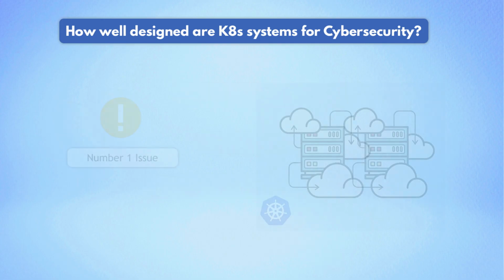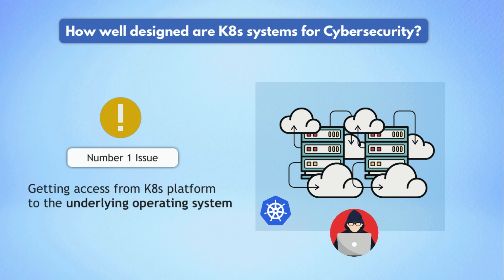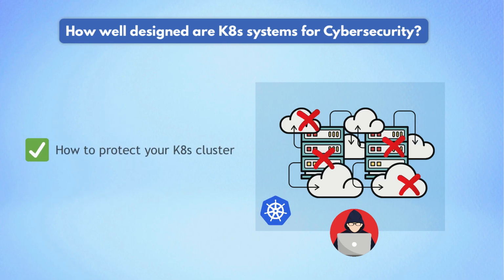The common number one issue is when someone gets access from Kubernetes platform to the underlying operating system, in which case an attacker can do a lot of damage to the whole system. And this can happen because of various misconfigurations. And we're going to talk about those and how to protect your Kubernetes so that this doesn't happen in this video.